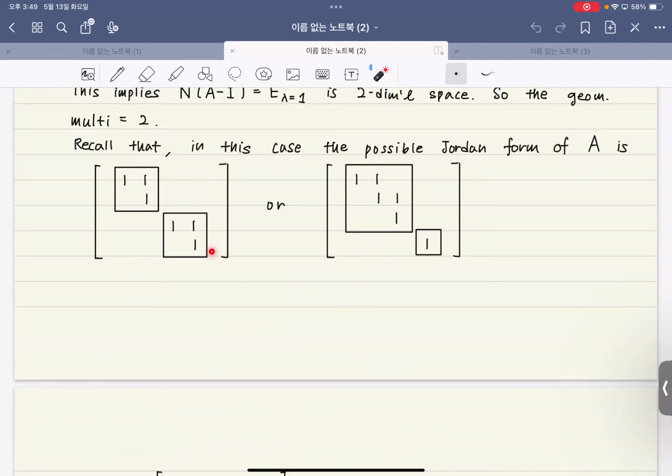Why? Suppose that the Jordan form of this matrix equals this. If this were the Jordan form of the matrix, then J minus I is going to be what?